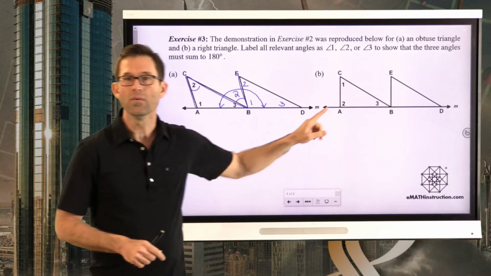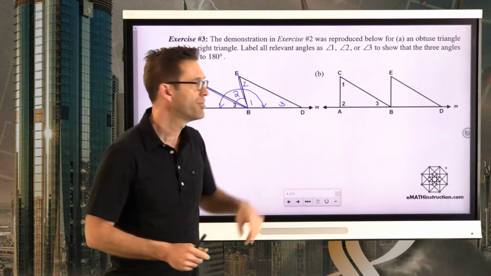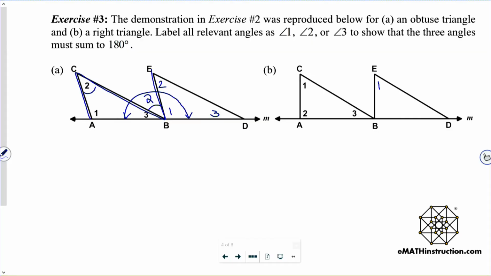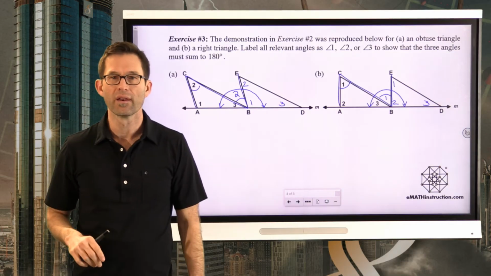All right, so we've got angle 1, angle 2, angle 3. That means this must also be angle 1, angle 2, and angle 3. Again, we've got that alternate interior angle pair. That's angle 1. This must be angle 1. And that means all three of them, 1, 2, 3, must add up to 180 degrees.